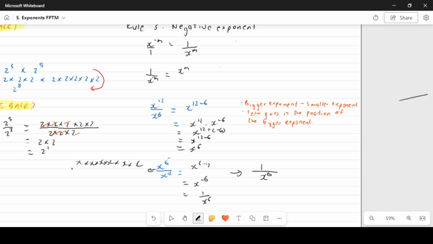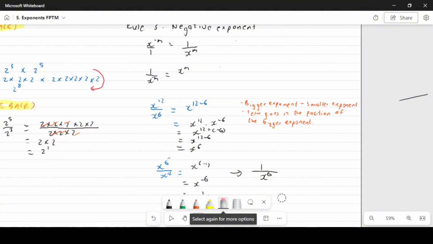And you'll have 12 x's in the denominator. And then you'll have 6 common factors, so you'll start cancelling with all of the x's. Eventually, you'll be left with 6 x's in the denominator. So that's how you can start thinking of it. That's the reason why we say it goes in the denominator, because you have more terms in the denominator than you do in the numerator. So it has to go in that position. Okay, so you'll have precisely 6 x's in the denominator.